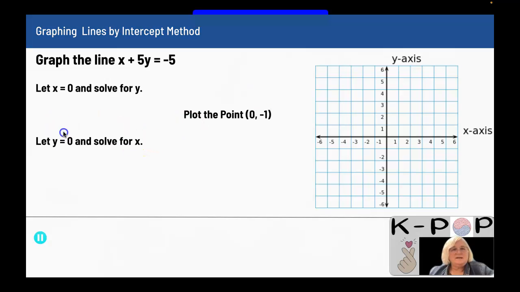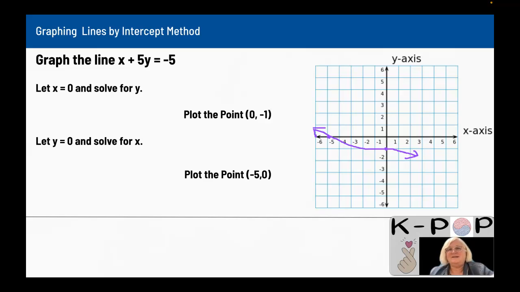Then the next point, I let y equal 0. If I put in a 0 for y, I get x equals -5, because the 5y cancels out. So my point is going to be negative 5, comma 0. Now I want to plot those 2 points and draw my line. So 0, negative 1 would be down 1 from the 0. Negative 5 is to the left, 5, and I don't go up or down. So I connect these 2, and I got my line.